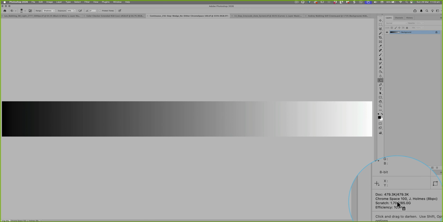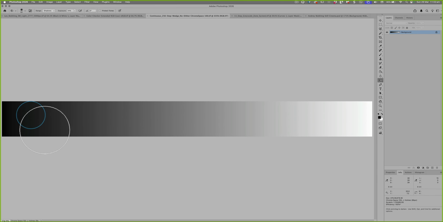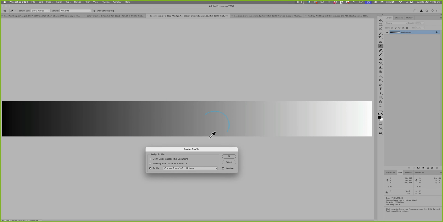This continuous grayscale is encoded in Joseph Holmes' Chrome Space 100. So the distribution of continuous tonality from absolute black to absolute white in this digital scale, according to Joseph Holmes' handmade tonal curve. Now, of course, we have to compare and contrast it with other considerations. So let's assign some different profiles.